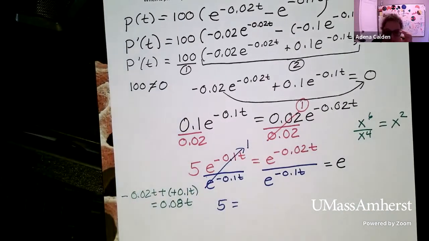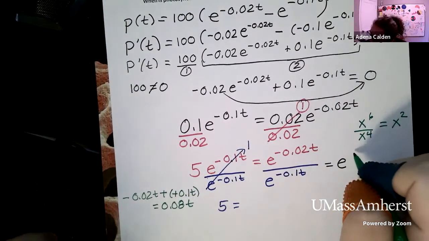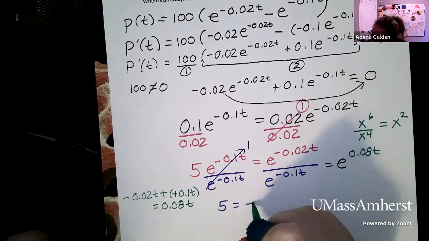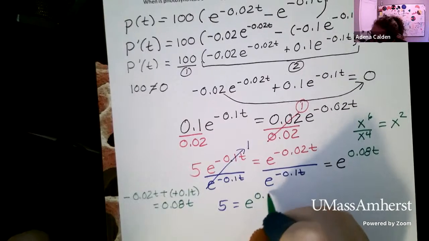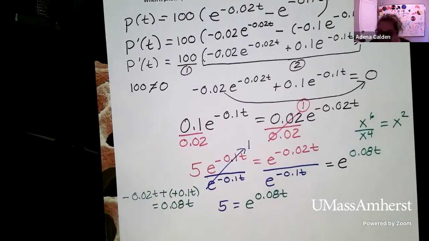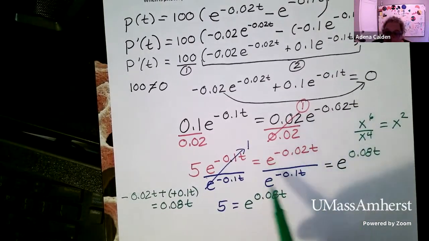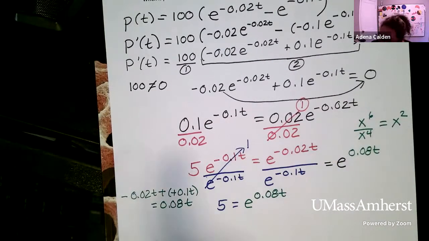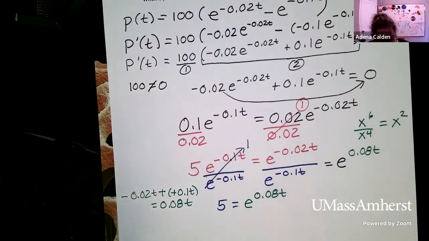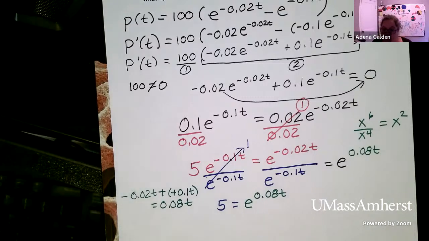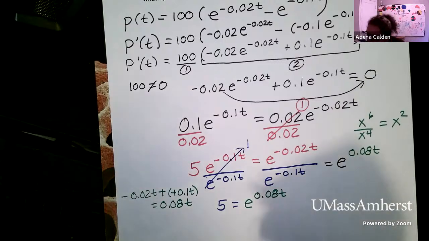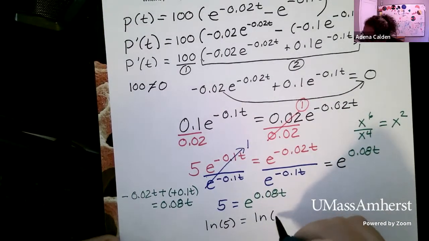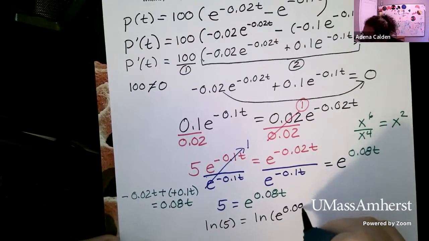So that leaves us with 0.08t, okay? So we have e to the 0.08t. Okay, so that's the simplification of this. And now that we have that down to only having one term with t in it, we can take natural logs. So we take the natural log of both sides. So we get the natural log of 5 equals the natural log of e to the 0.08t.